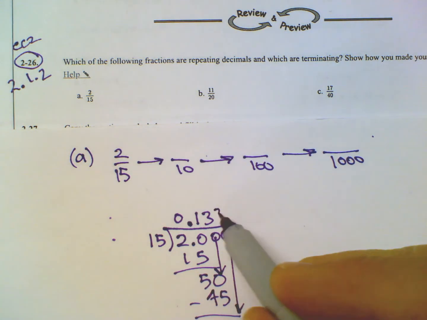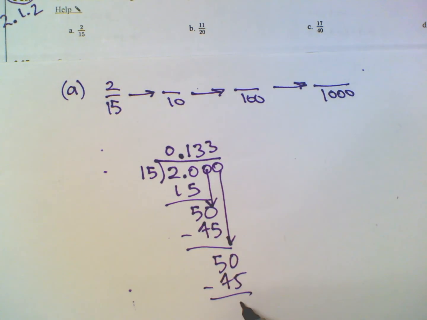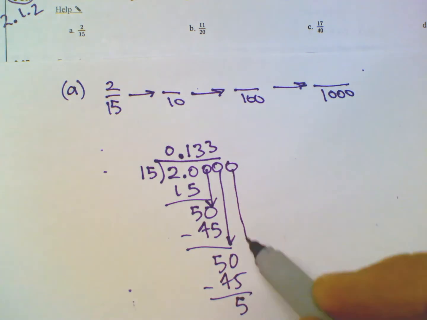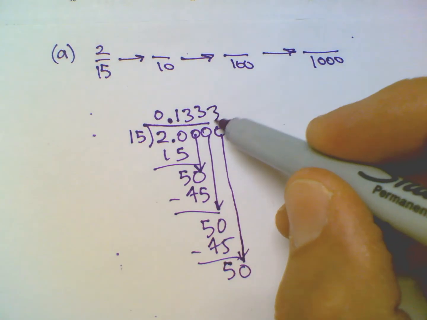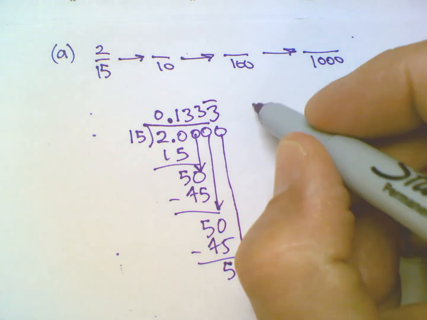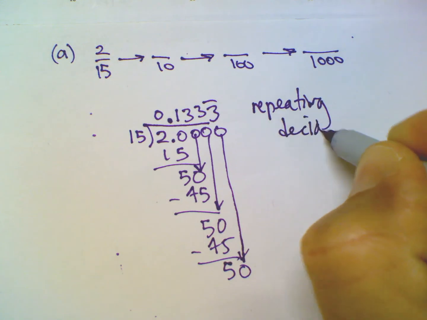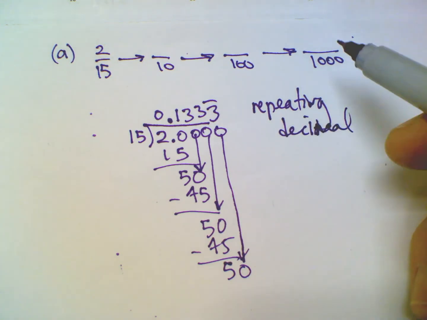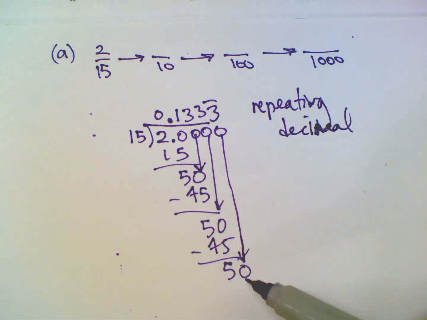Again, 15 into 50 is 3, 45. Already I can see my pattern. I keep getting 3s with a remainder of 5. Every time I bring down another 0, I'm asking myself how many times 15 goes into 50, and I'm going to keep getting 3. So right there, I see that it's repeating. For A, we would say A is a repeating decimal. The question wanted us to show how you made your decision. Well, that's how I made my decision. I did the division. Okay, so that's A.